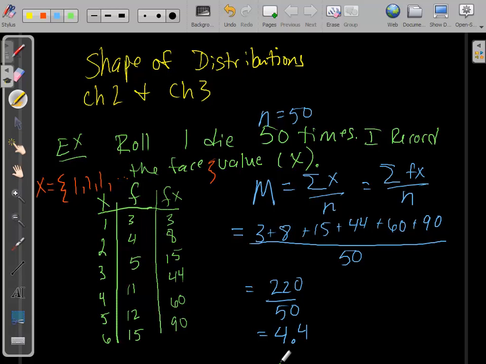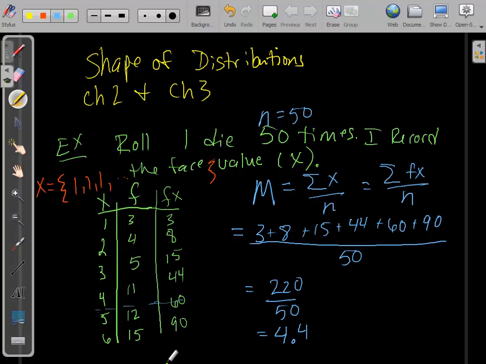So what is this saying? This is saying that since we have a lot of data down here, the central line for this, instead of being split evenly on the x's, is split in the sense that the heavier weighted items drag the mean towards them. So we find that our mean, 4.4, is in this area, because the bulk of the data is down here.